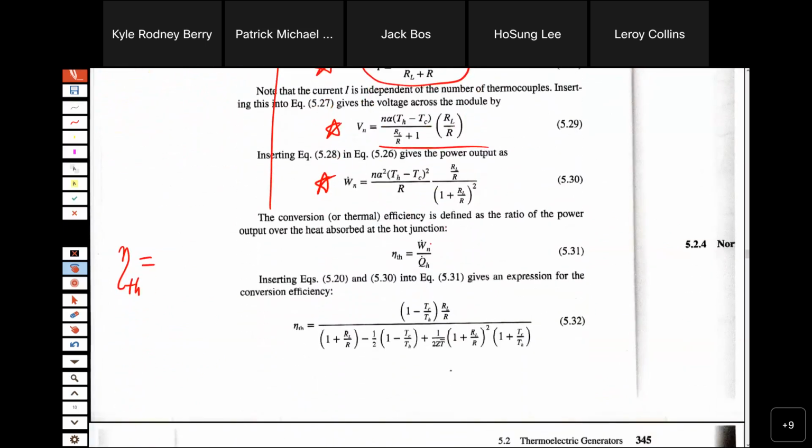So efficiency is nothing more than the output over input, and with plugging in and a little bit of algebra, using the same equations, it turns out to be a function of three things: Tc over Th, Rl over R is 1, and one more. Anyone figure out one more?